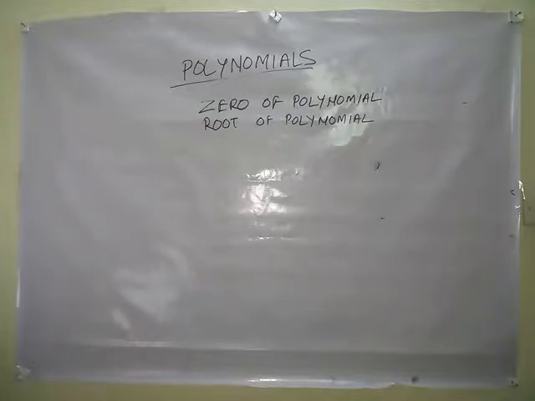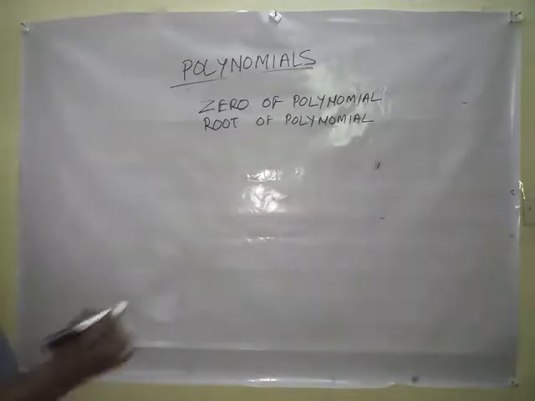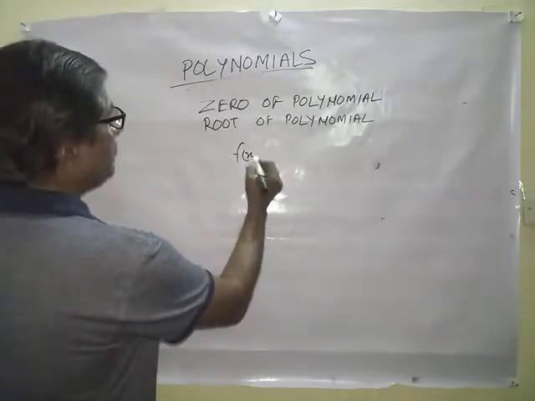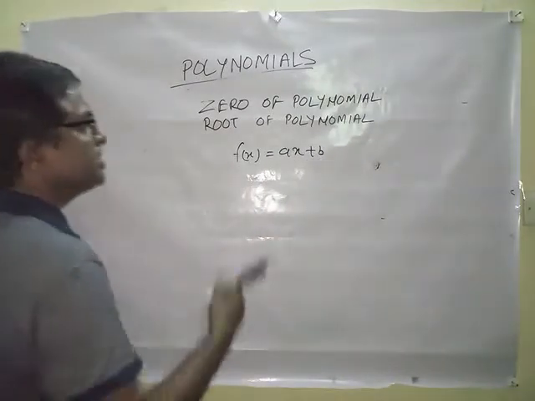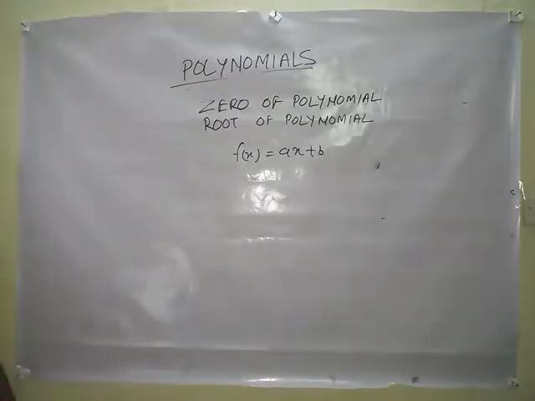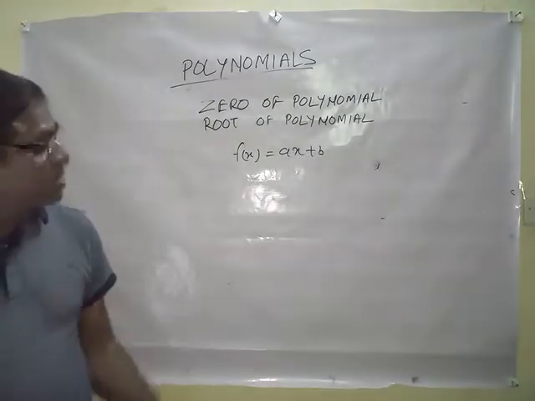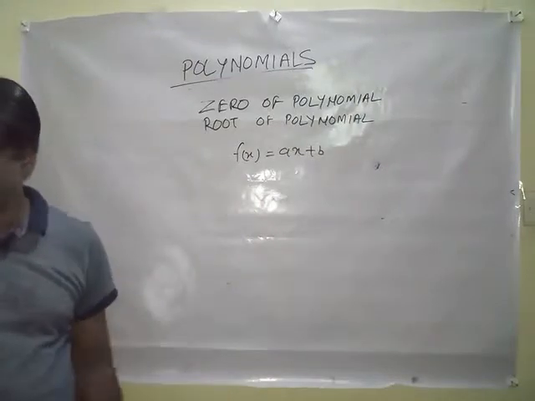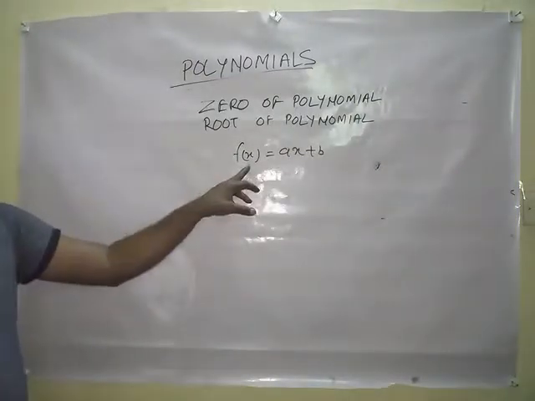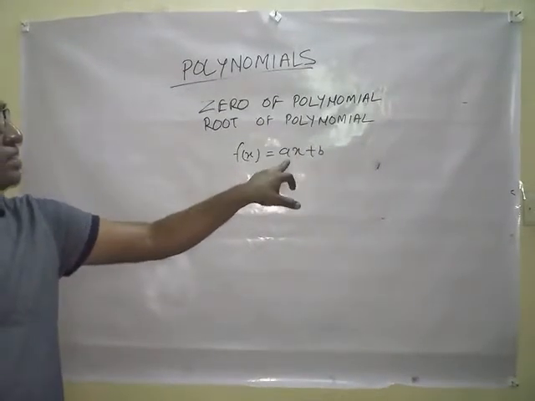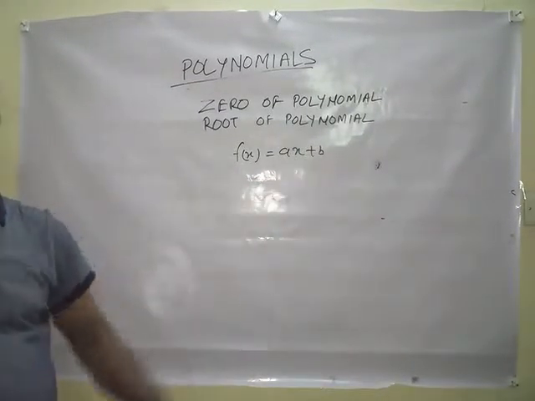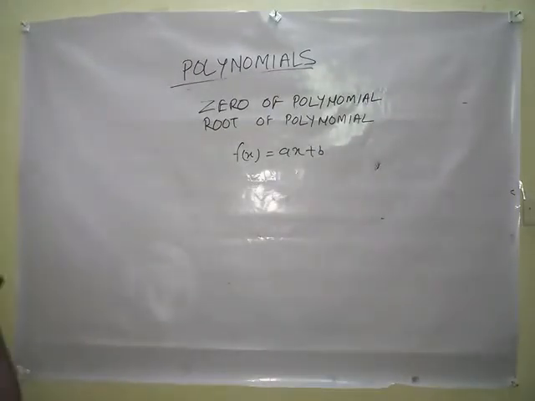Now let us see, if a linear polynomial equation is given, f(x) is equal to ax plus b. This is a linear equation. Why is it linear? Because it has a degree 1. With one variable, degree 1, then it is linear. Two terms, so it is a binomial.